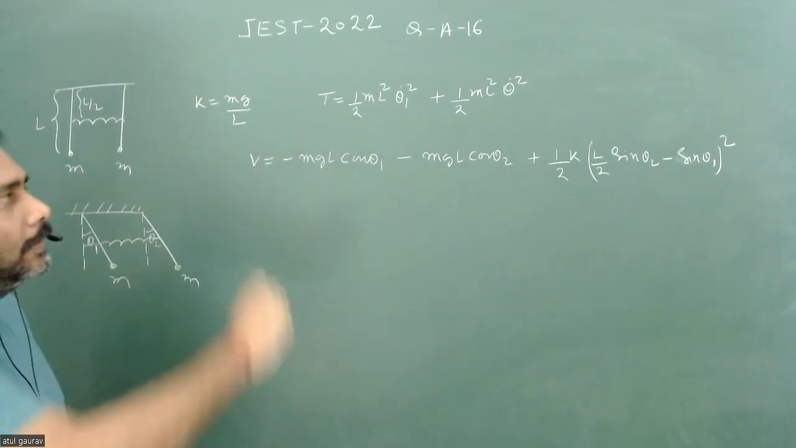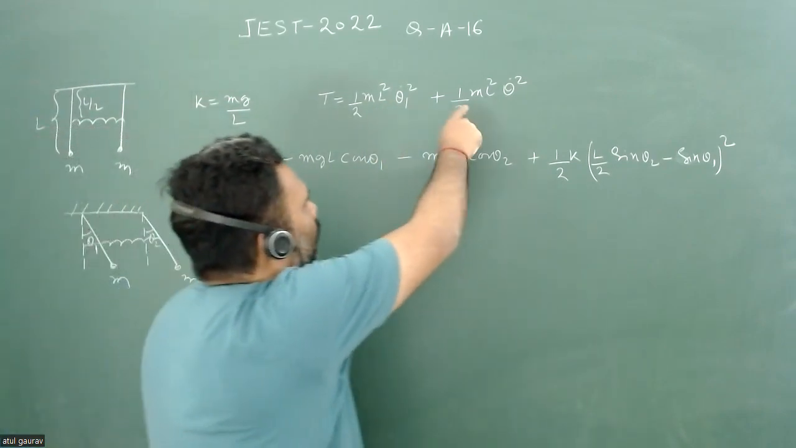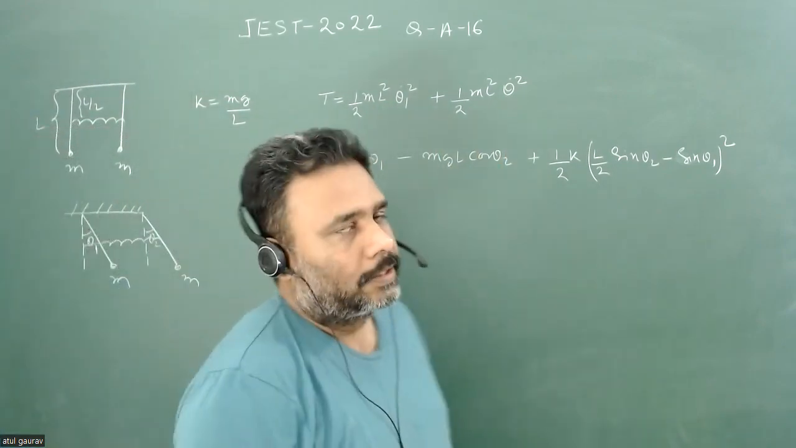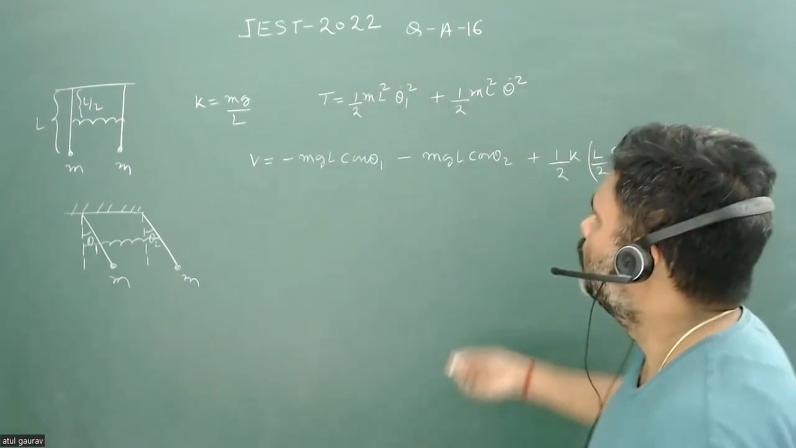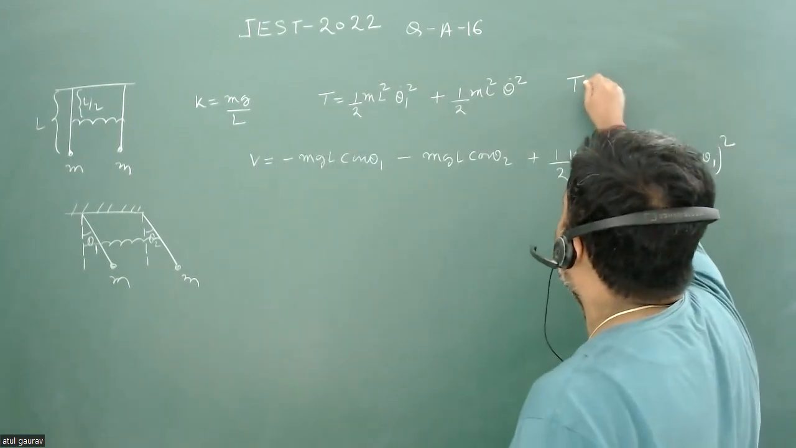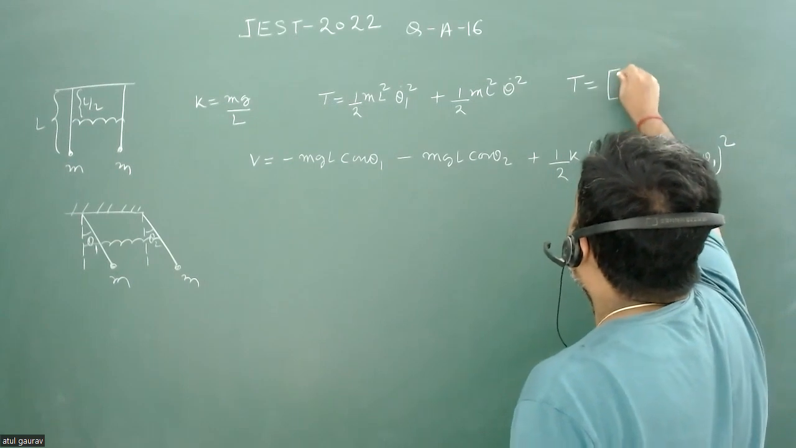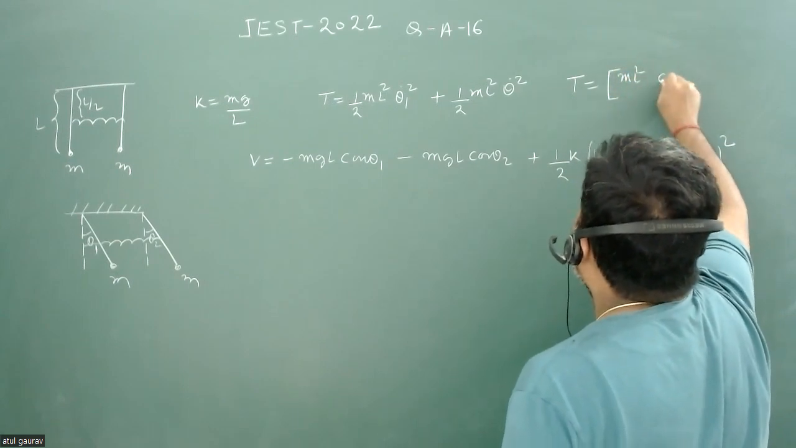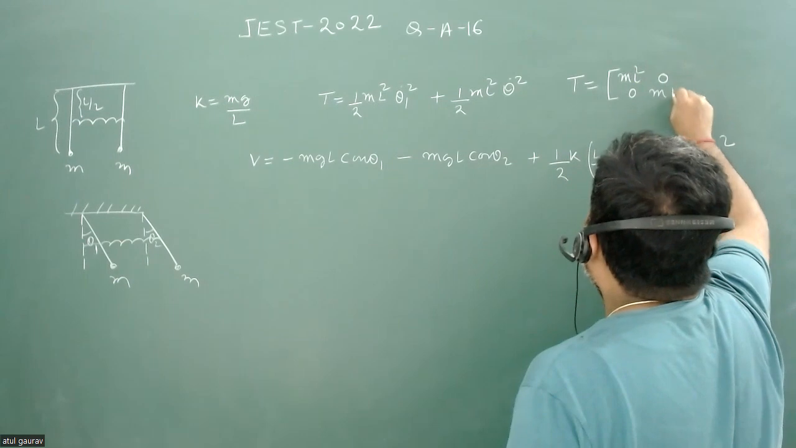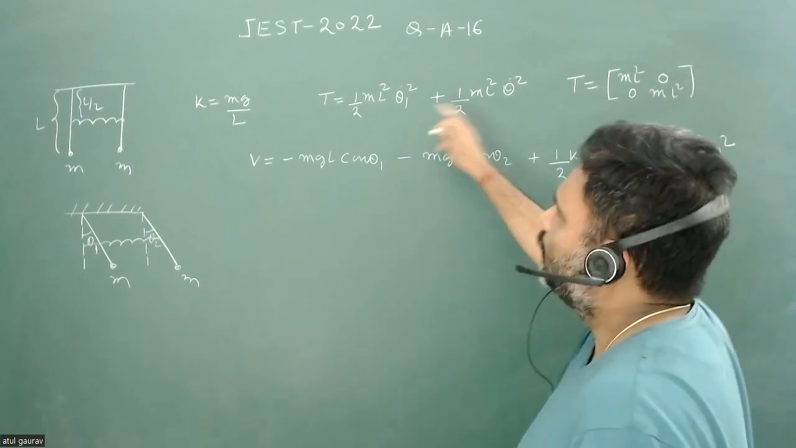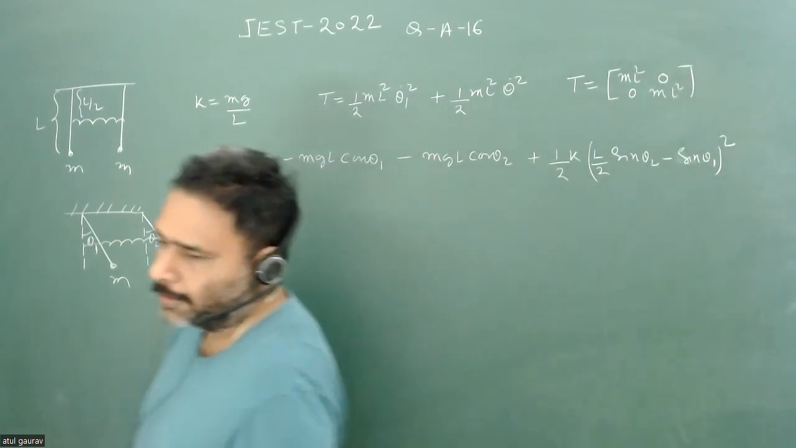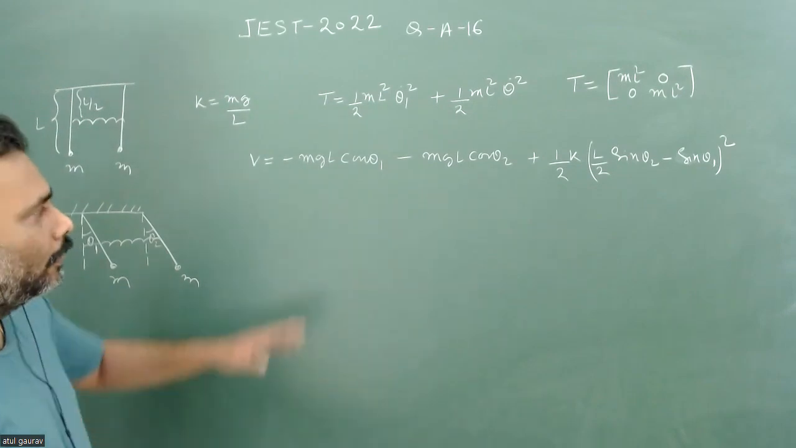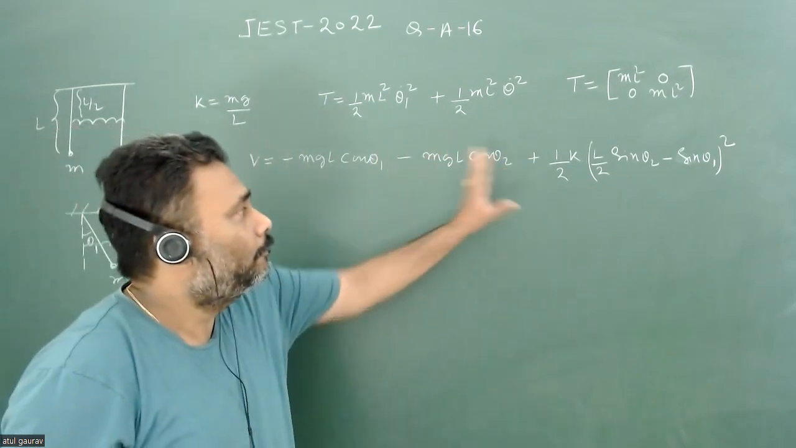In the kinetic energy, there is no problem. It is written in terms of generalized velocity square, so I can easily write the kinetic energy matrix, and this will be ml square 0 0 ml square. This is a 2 cross 2 matrix because we have two generalized coordinates. And now the potential energy has a functional form.